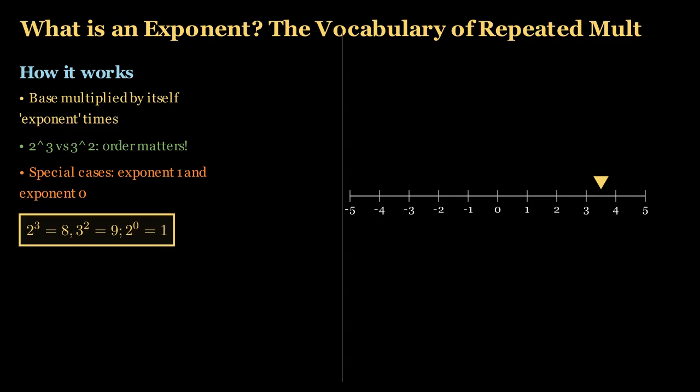Let's solve a concrete problem. A tall tree casts a shadow that is 16 meters long at noon. Each hour, as the sun moves, the shadow's length halves, it multiplies by 1/2. What is the shadow length after 3 hours? We start with 16 meters.